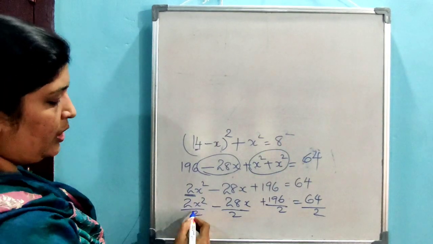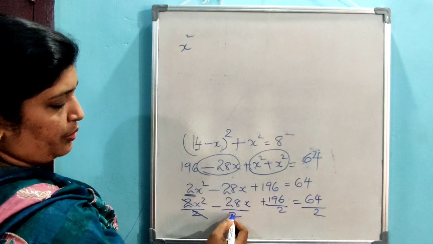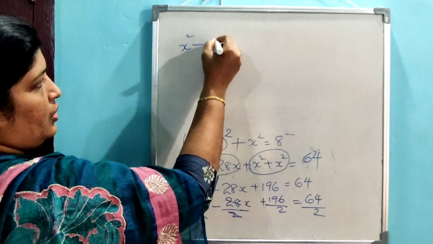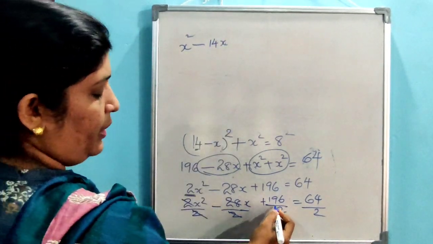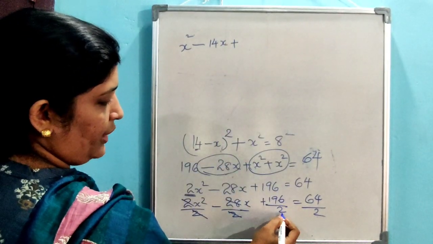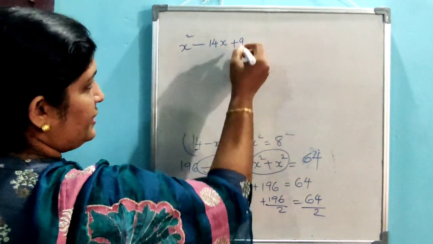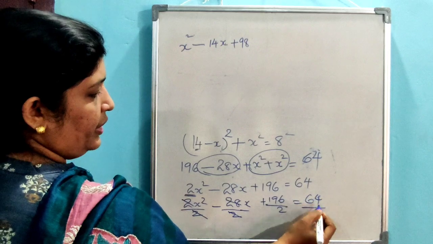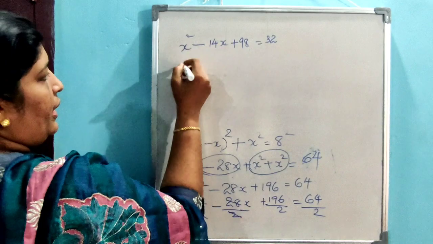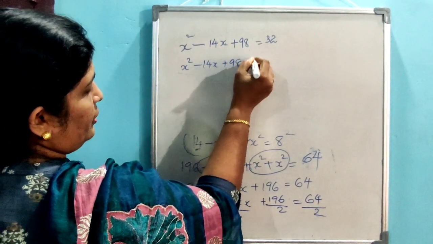So here 2 and 2 get cancelled, then x square. Here 28 and 2, in 28, 2 is 14 times. So minus 14x. Then what about half of 196? 196 divided by 2 is equal to, in 19, 9 times, and in 16, 8 times, so 98. And here 64 by 2 is equal to 32. So we have x square minus 14x plus 98 is equal to 32.